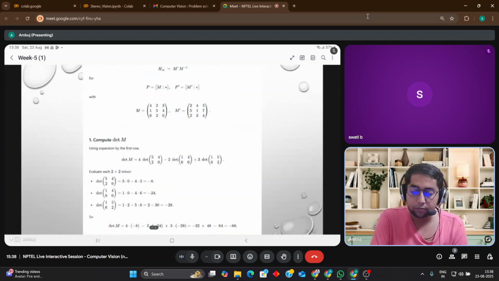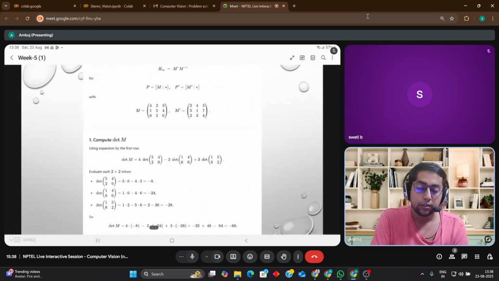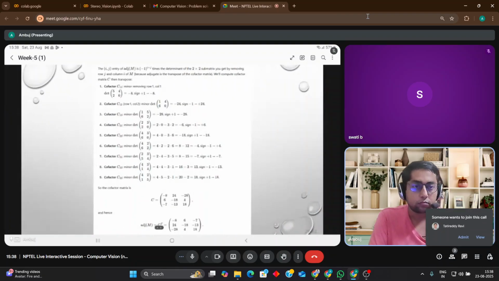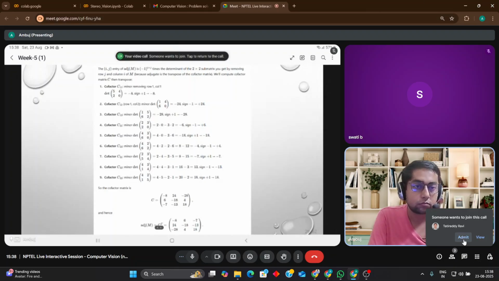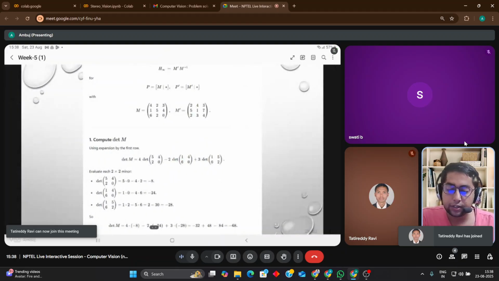M, you try to just notation changes there. Nothing new is there. P and P dash, I have just for the sake of separation only written M and M dash. So M and M dash try to separate. Then you try to take the determinant of M.